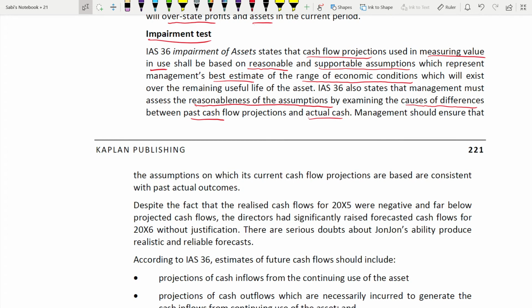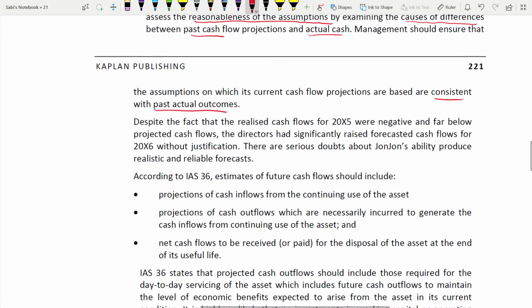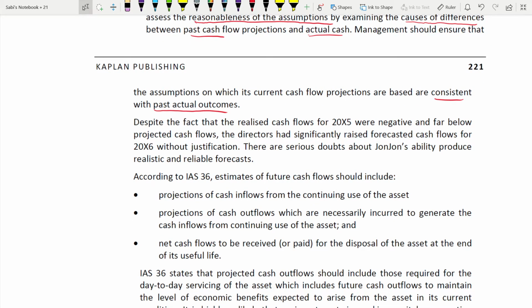Management should ensure that the assumptions on which its current cash flow projections are based are consistent with past actual outcomes. You have to see. It has to be consistent. Next. Now we are linking it to the case study.